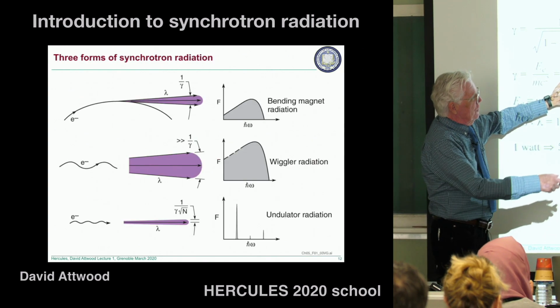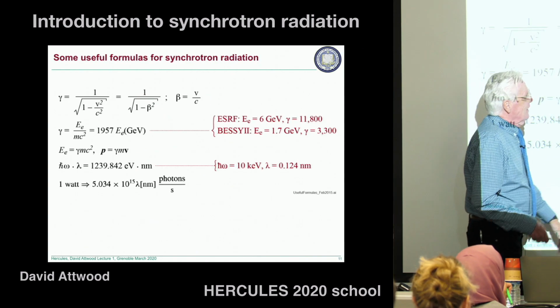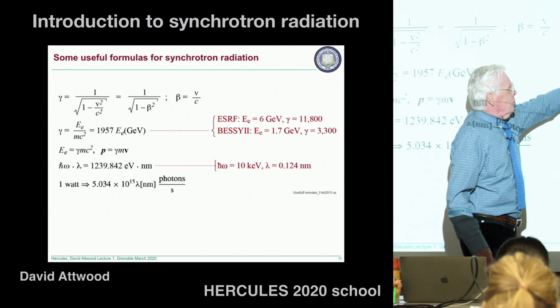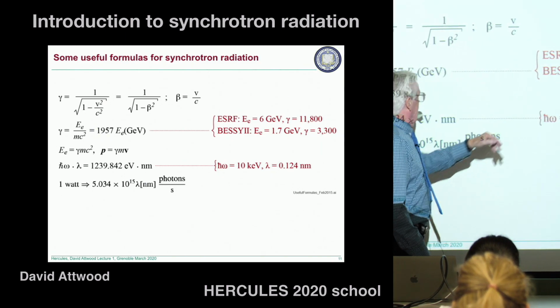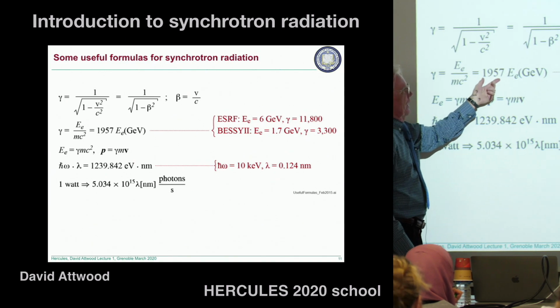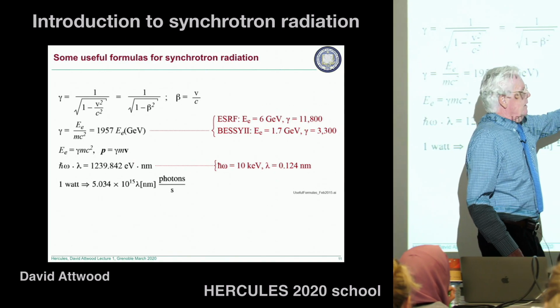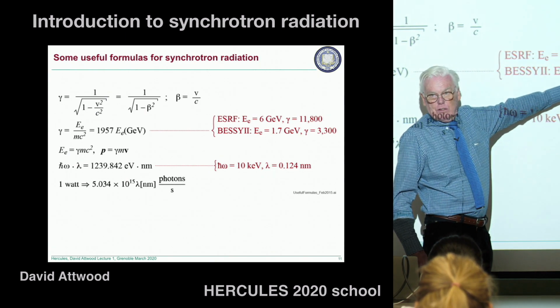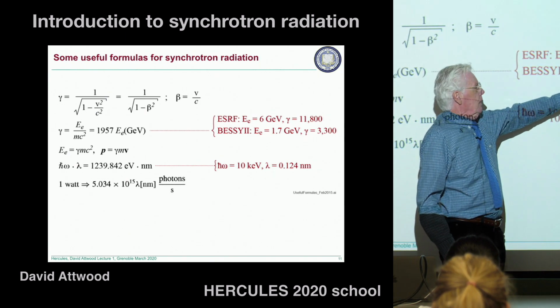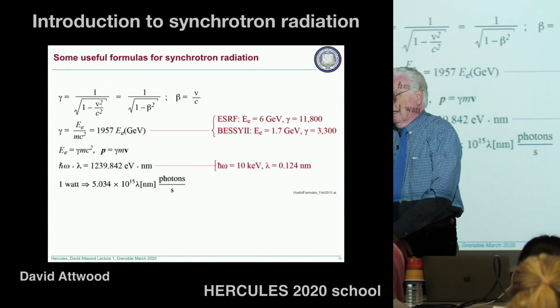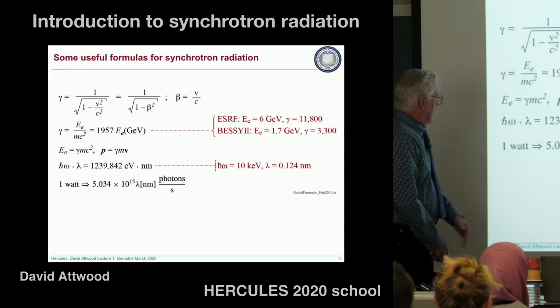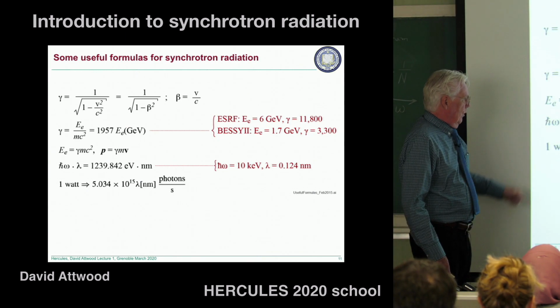So like for ESRF with the 6 GeV, the gamma is roughly 2,000 times 6, so just under 12,000. For BESSY in Berlin, this would be the number, a soft X-ray machine. And for ELETTRA, it's approximately the same. Okay? What else? This is the relationship we talked about before.